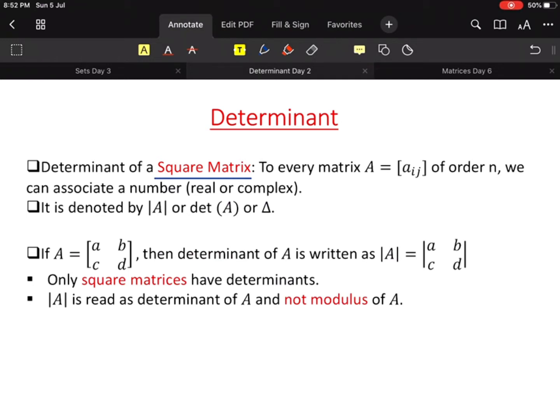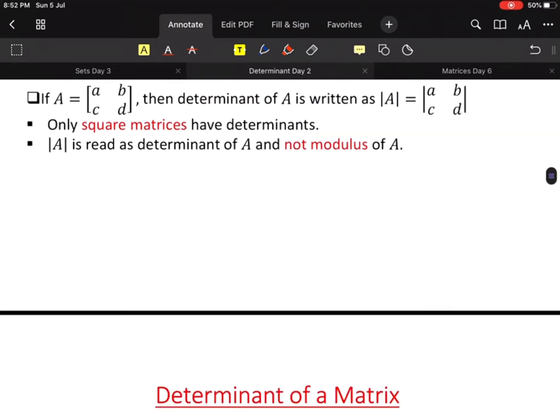Now if A is the matrix with rows a, b and c, d, of order 2, then the determinant of A is written like this, with the mod sign around a, b, c, d. Clear? This sign is like modulus. I already told you it is only possible for square matrices, and this is read as determinant of A, not modulus of A. Okay, let's move on to the next slide.